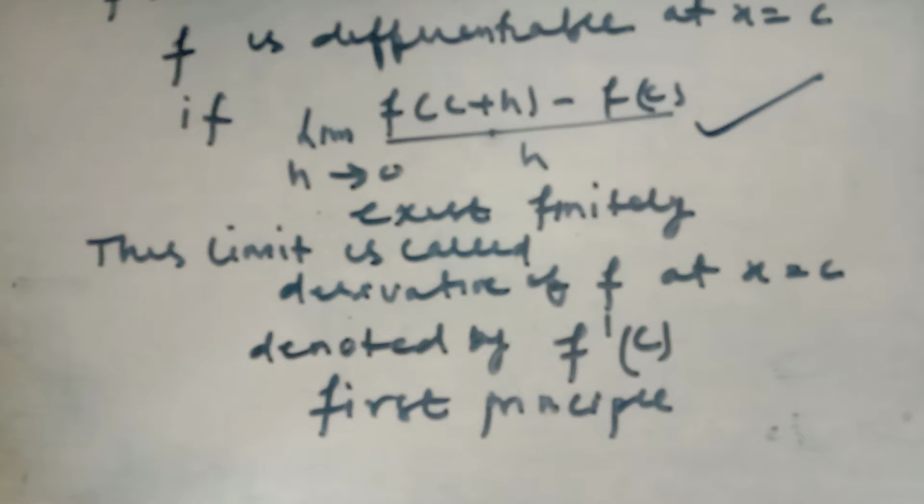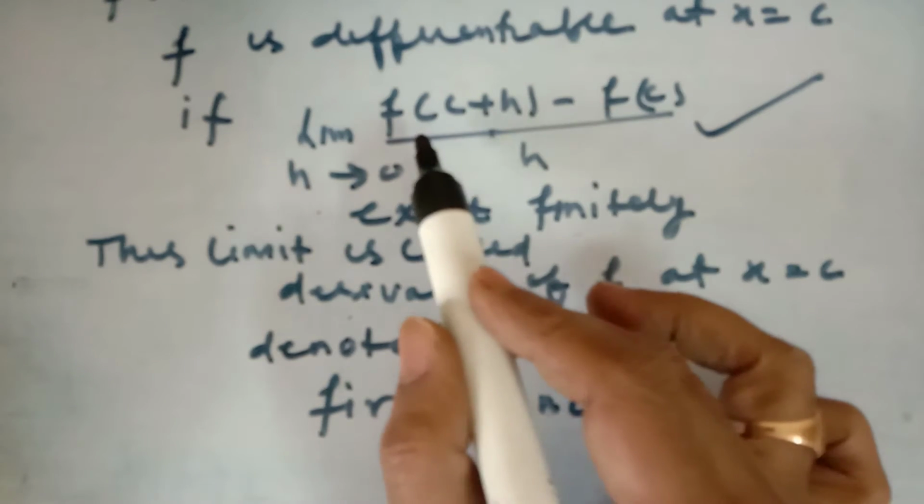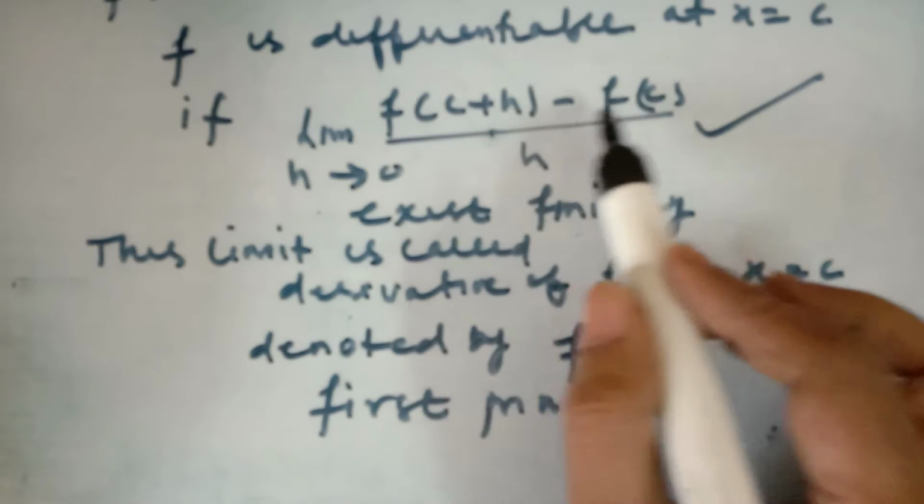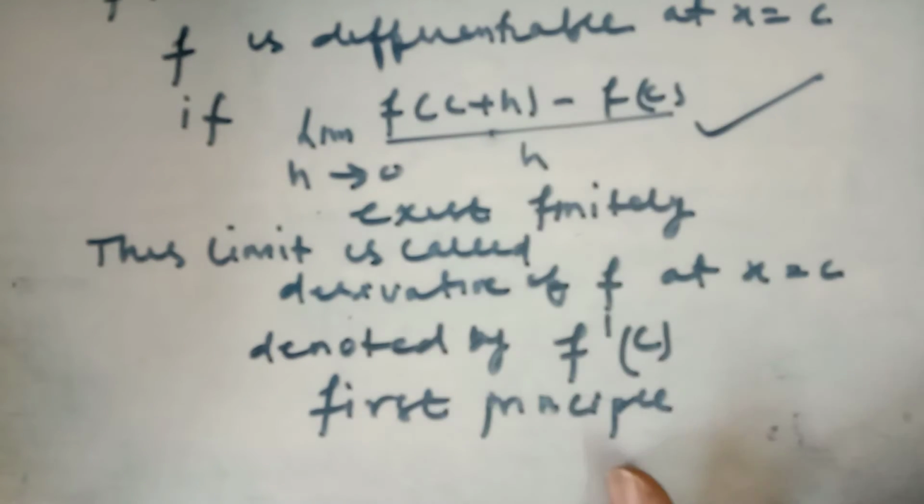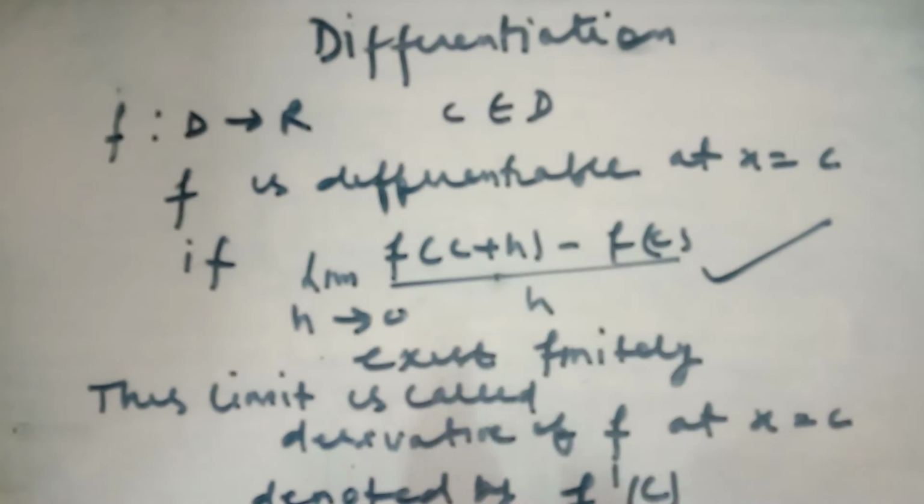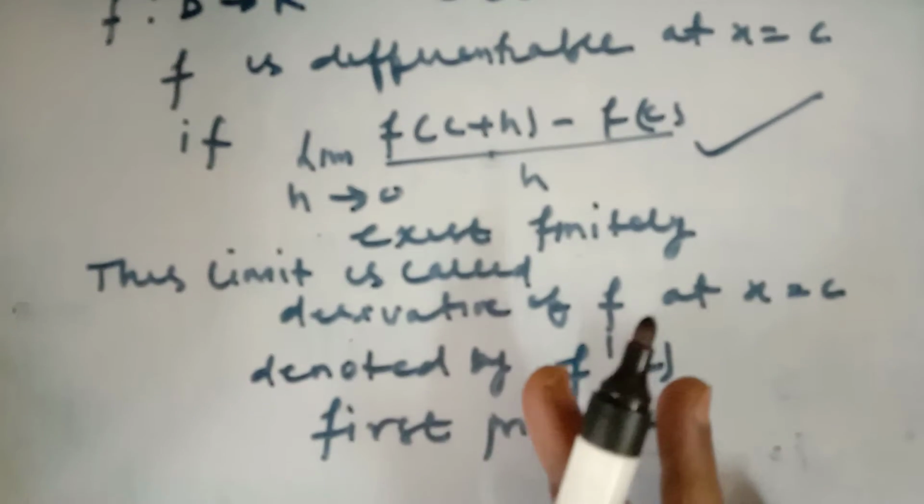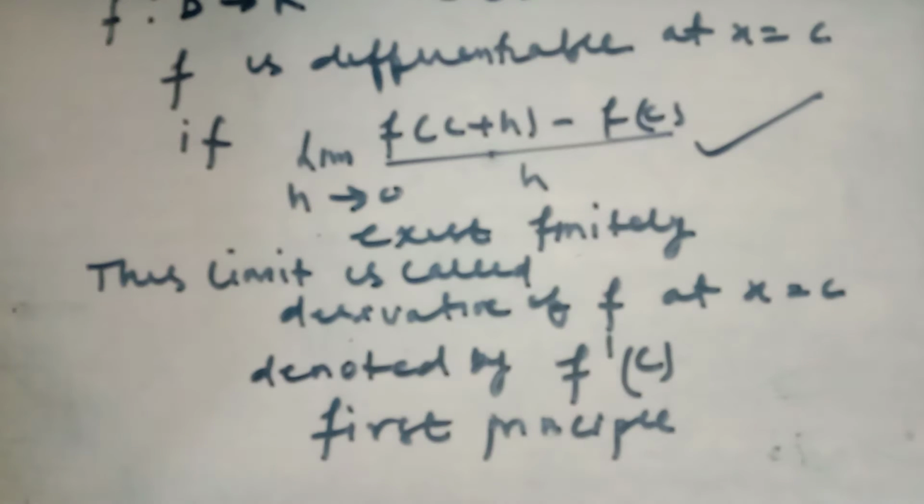This is the definition of the differentiability of a function at a point, denoted by the limit as h goes to 0 of (f(c + h) - f(c)) / h, where c is some point in the domain of this function.